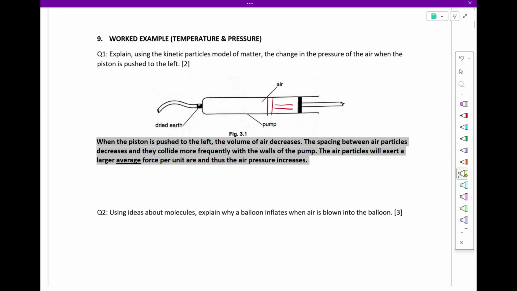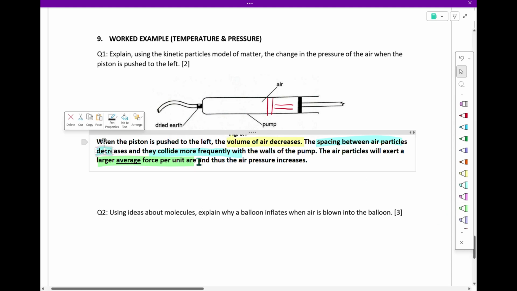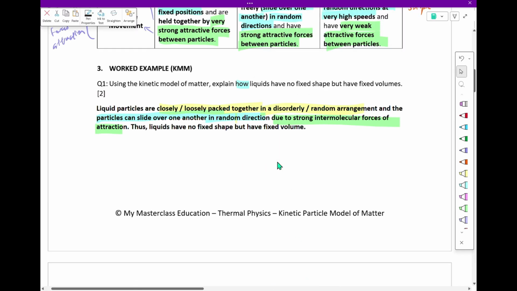Okay, so you can see over here, first things first, I talk about the volume of air decreases, spacing decreases, I collide more frequently, I have a larger average force per unit area. Oops, there's a typo there. Force per unit. The words are not cooperating.